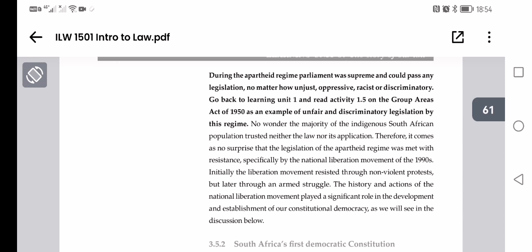of the 1990s. Initially, the liberation movement resisted through non-violent protest, but later through an armed struggle. The history and actions of the National Liberation Movement played a significant role in the development and establishment of our constitutional democracy, as we will see in the discussion below.